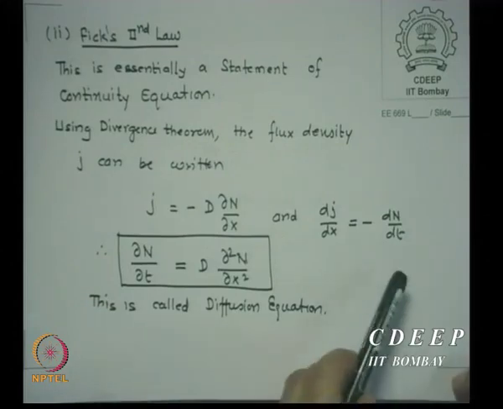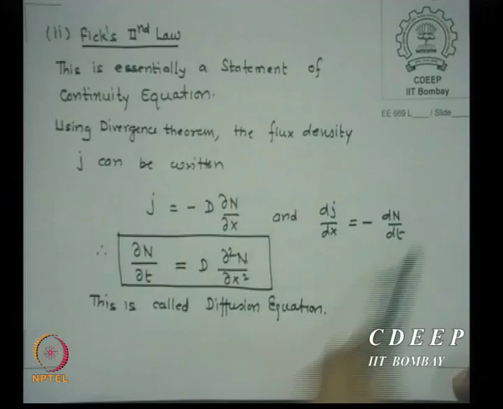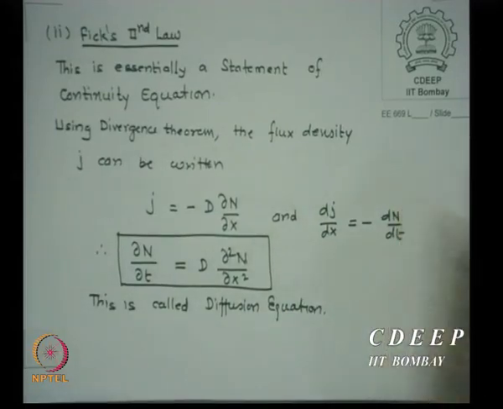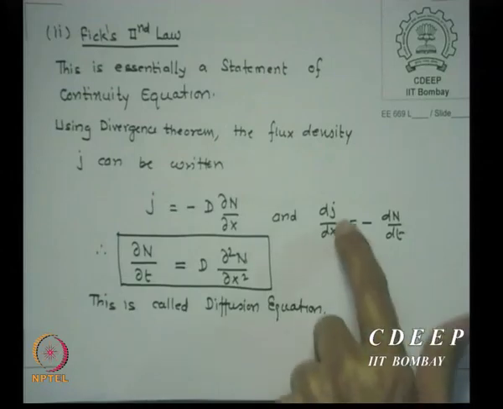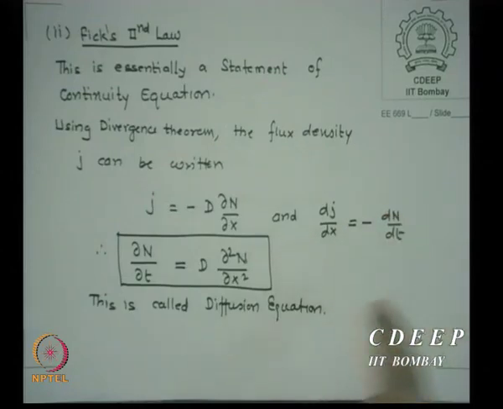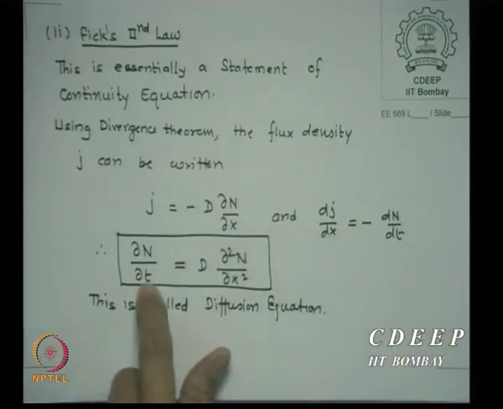This is called the continuity equation. The time dependent term is related to the space dependent term. We will derive this next time, or as I say, I may post it. And if I use dj/dx equals minus dn/dt, and use this j here and differentiate it, I get this equation: dn/dt equals D d2n/dx square.